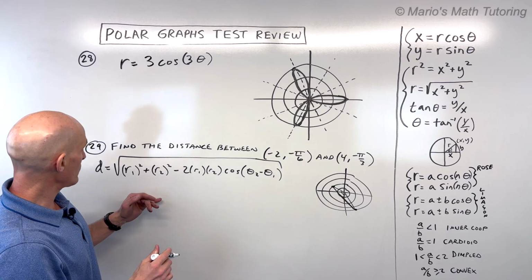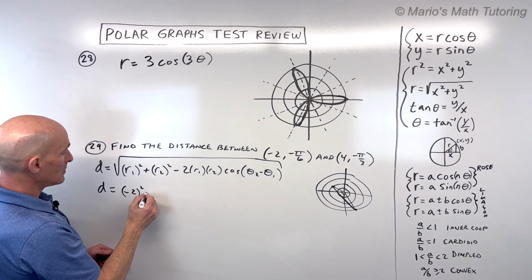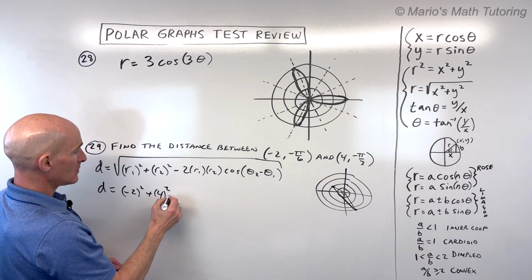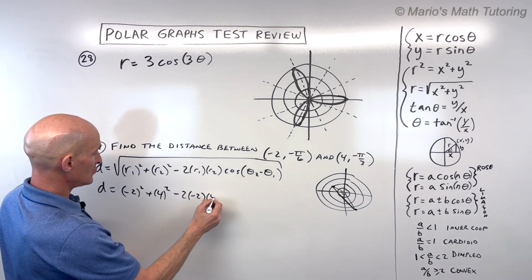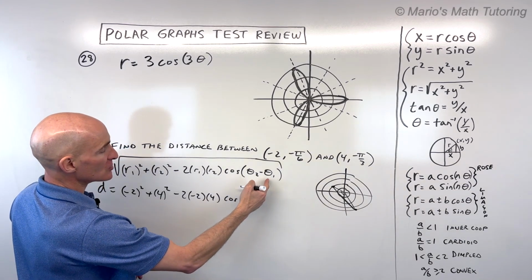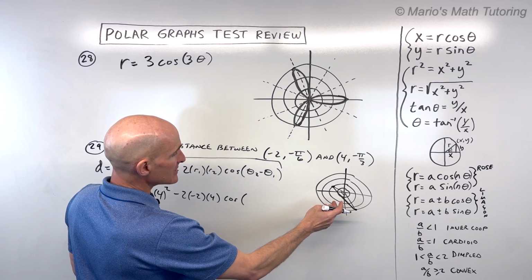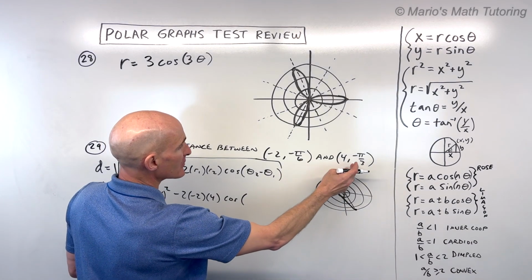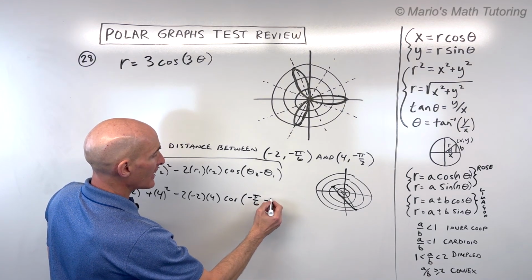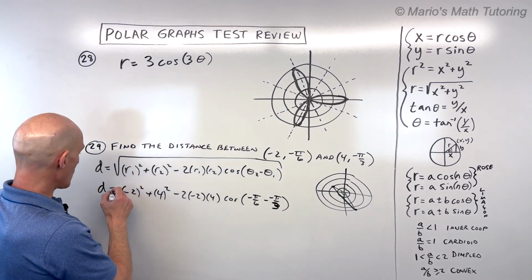So again, using this formula, what we would do is we would say, okay, negative 2 squared plus 4 squared minus 2 times negative 2 times 4 times the cosine of theta 2 minus theta 1. So theta 2 minus theta 1 is negative pi over 6 minus negative pi over 3. So negative pi over 6 minus negative pi over 3. And then you take the square root.